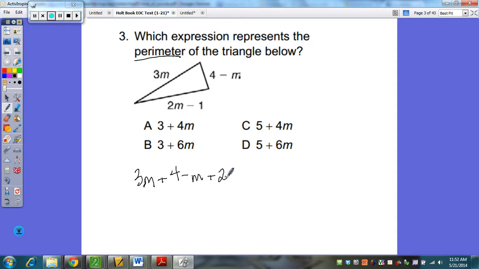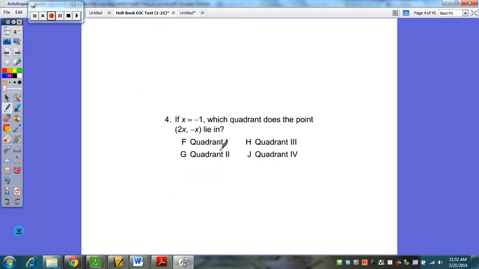plus 2m minus 1. So I added up this side with this side with this side. And so we combine like terms. Well, we have 3m minus m, which is 2m. 2m plus 2m is 4m. Then we have 4 minus 1, which is 3. So that's going to give me A. Okay? Next. Number 4.